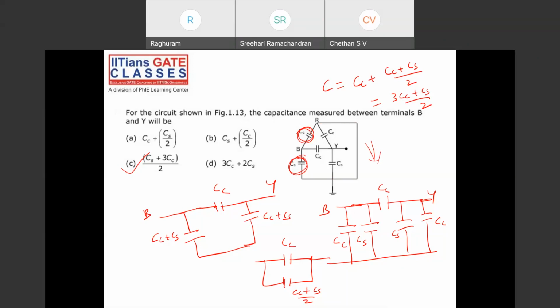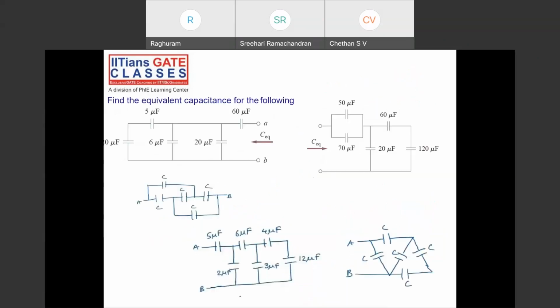So it's a very simple problem and people tend to get confused. So similarly, these problems, simple numericals, try to do this, find the equivalent capacitance. The left side is not clear. Is it 20 microfarad? Yeah, it's 20 microfarads.